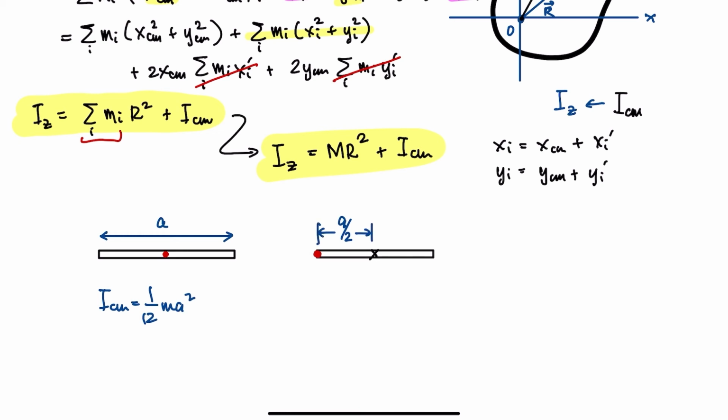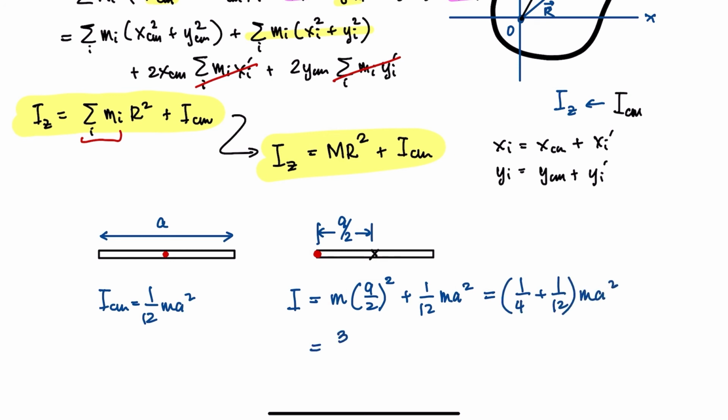So using the parallel axis theorem, we can calculate the new moment of inertia as follows. So this is I equals M, the total mass, times r squared, where r is the distance between the center of mass and the new axis of rotation. So in this case, this is a over 2 squared, plus the moment of inertia about the center of mass, so this is 1 over 12 m a squared. So we can calculate this as follows. 1 half squared would be 1/4, plus 1/12, times m a squared. So this is 3 over 12 plus 1 over 12, times m a squared. So this gives us the new moment of inertia to be 4 over 12 or 1/3 m a squared.